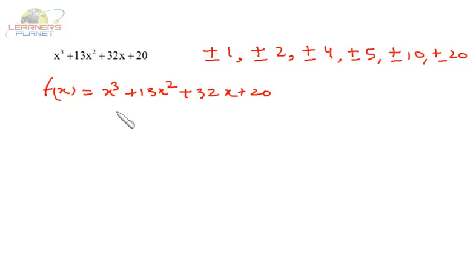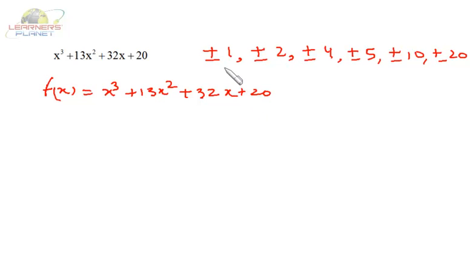Now friends, you have to observe one thing, that every term in this polynomial is positive. So if you put any positive value of x, it can never give a 0. So we should not try with the positive values of x. Let's begin with the negative values of x.